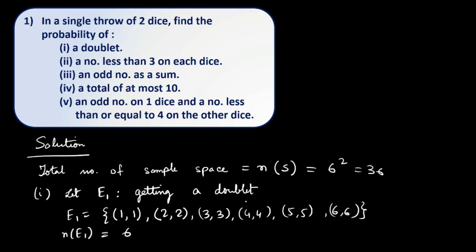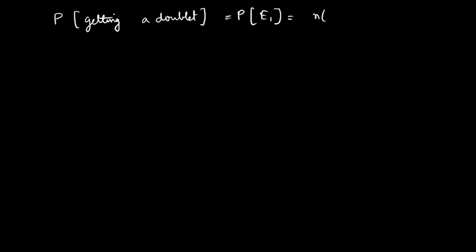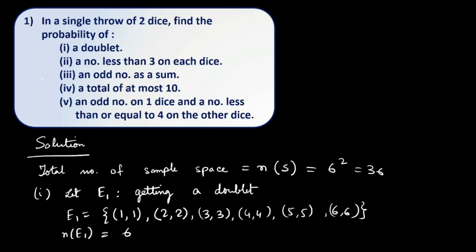Right. So probability of getting a doublet will be probability of the event E1 equals to n of E1 by n of S. So cardinality of the set E1 was 6 and the cardinality of sample space was 36. So it is 1 by 6. First part done. Moving on to the second part.